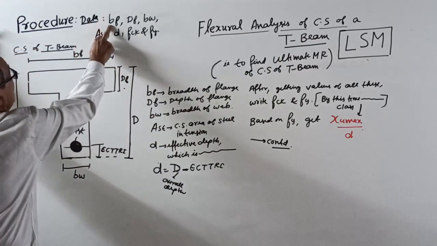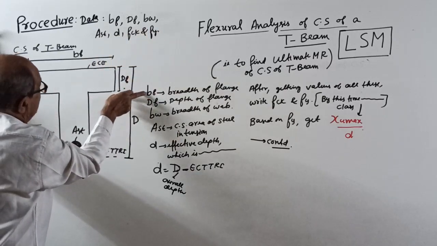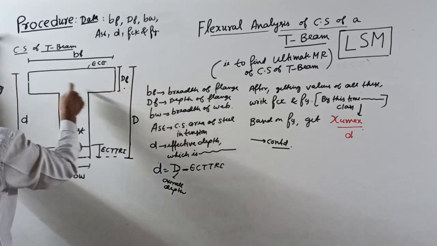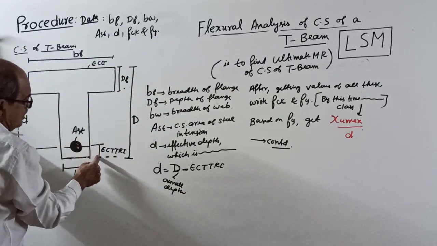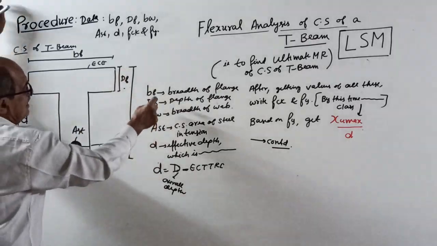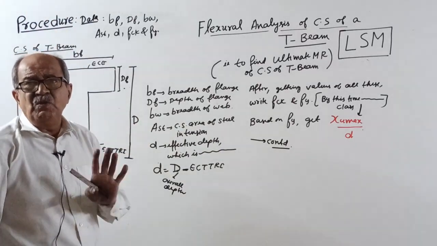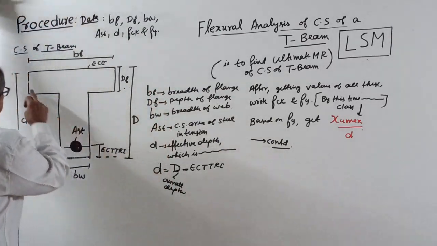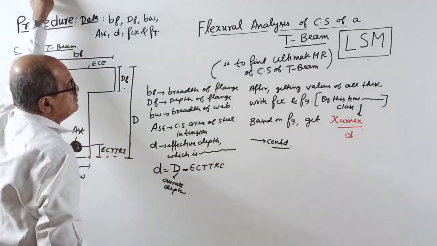Data required: BF, DF, BW, AST, D, FCK, FY. See, this is a cross-section. These were already explained: breadth of flange, depth of flange, effective depth, AST, BW. This is the effective cover to tension reinforcement, which you require to get the D value from capital D. Capital D is required, no doubt, but in structural calculation capital D will not come. So all terms I explained here. As usual, D equals capital D minus effective cover to tension reinforcement.